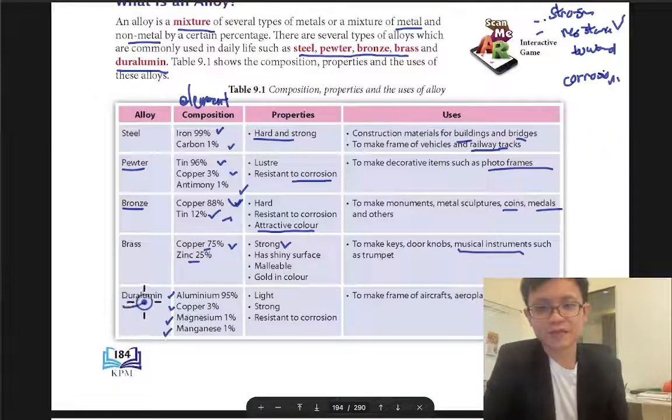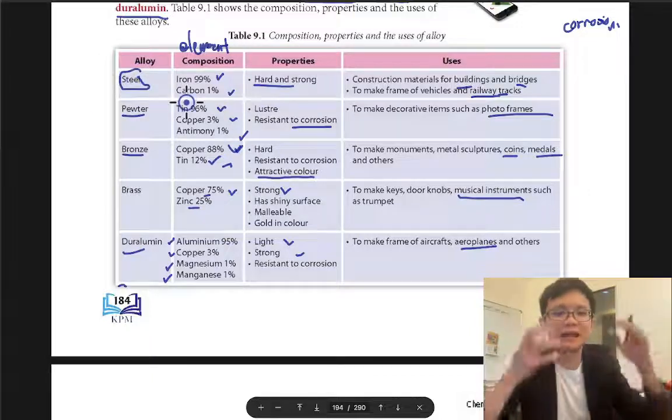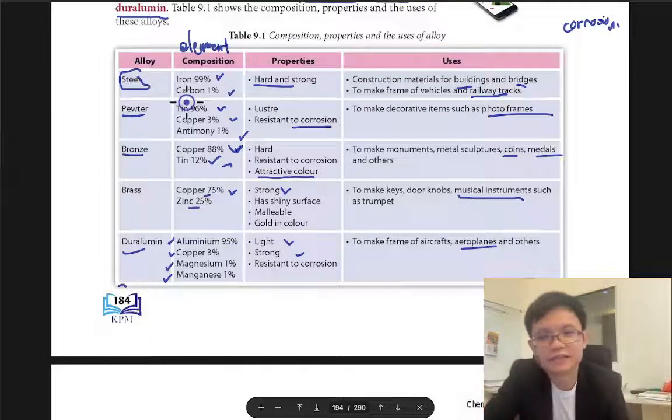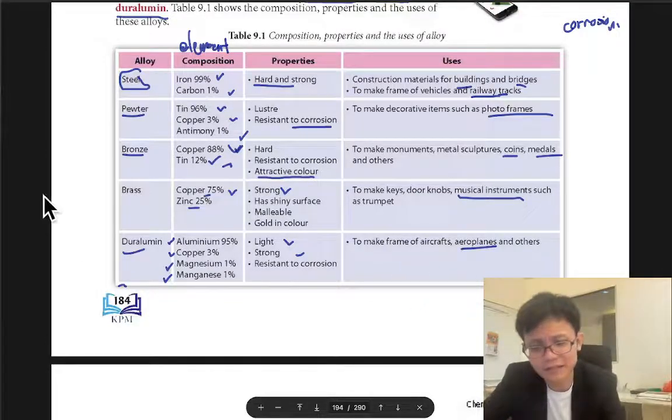Duralumin, usually we use it to make airplane because it is very light and strong, okay? Or one more is titanium, okay? Very strong and light, so it will be used to make airplane. Now you cannot use steel to make airplane. If you use steel, then the airplane becomes very heavy, so it cannot fly. You want to make something that is very light and strong so that it can fly. So this one you need to remember.